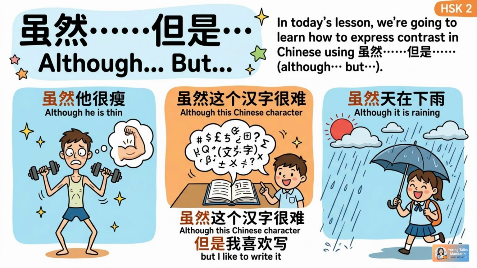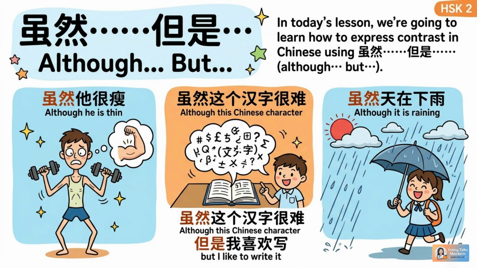In today's lesson, we're going to learn how to express contrast in Chinese using 虽然但是, although, but. This is a very useful structure for real conversations. I'll explain it in English with simple Chinese examples so you can follow easily. You can also turn on subtitles and choose your preferred language if needed.